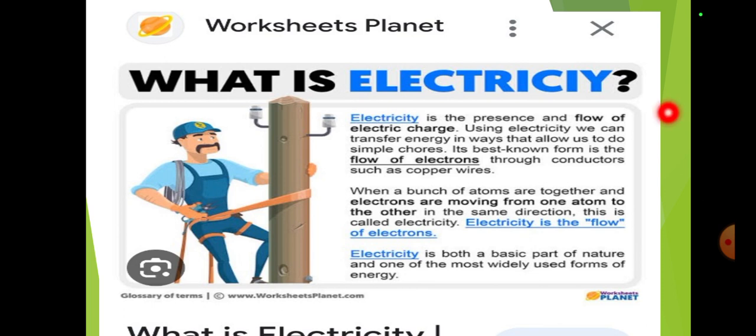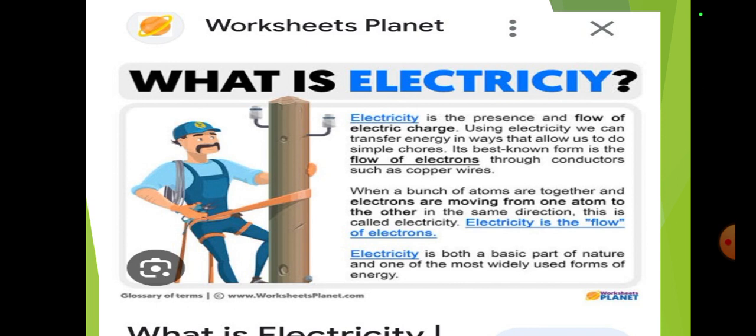Electricity is the presence and flow of electric charge. Using electricity, we can transfer energy in ways that allow us to do useful things. It is best known as the flow of electrons through conductors such as copper wires. Electricity always flows. In LEDs, inside there is a metal cable, so if you touch it, you will get a current. That's why they use plastic to cover it. The electricity flows through it, and you can get an electric current.